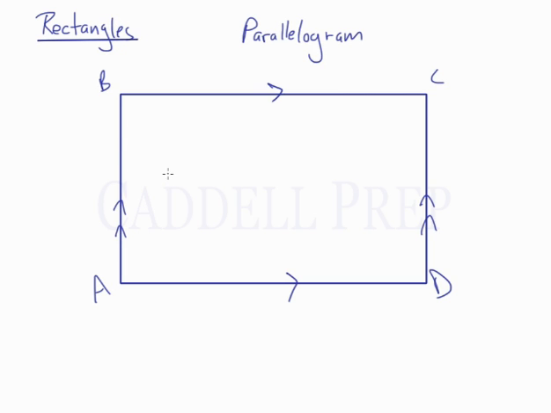What makes a rectangle special from a regular parallelogram is that all of the angles are right angles. These are all 90-degree angles.